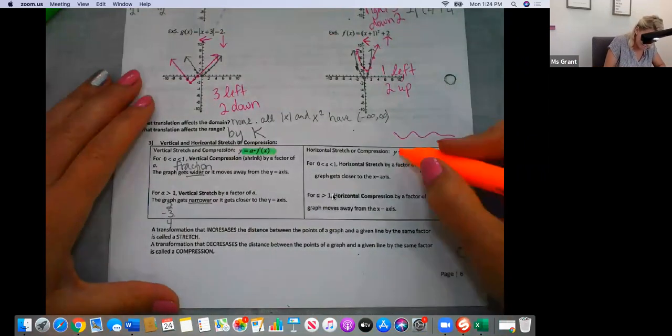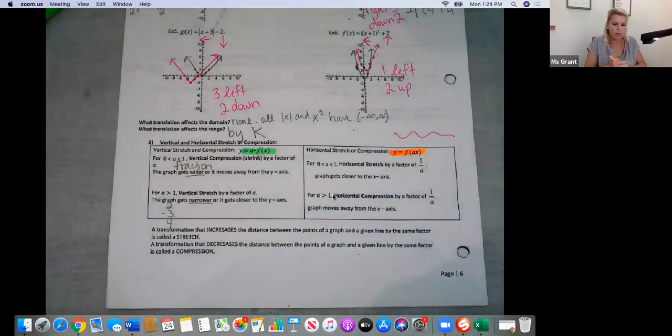Then this right here is very rare, where inside the parentheses or inside the bracket is the A value, and it's multiplied by the X. So we're going to talk about it with 2 examples today, but it's not common. You're not going to see it a lot.